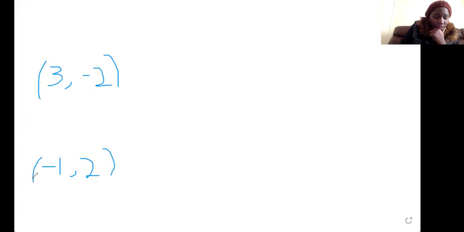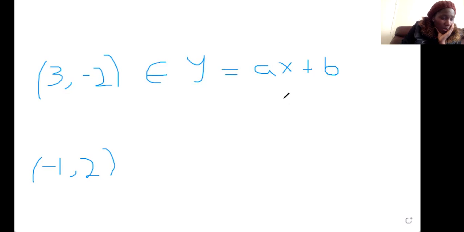So now we put the rule: y is an element of y equals ax plus b. So what happens next? We're going to have to find a and b. So now let's go there.